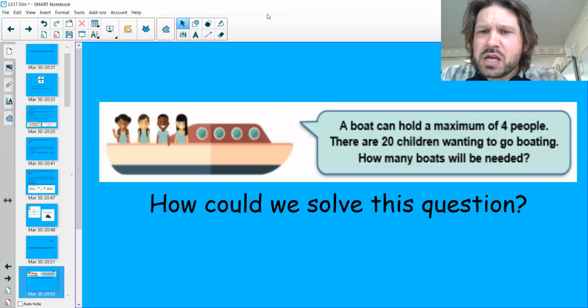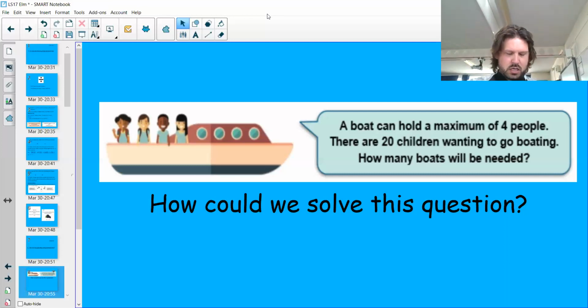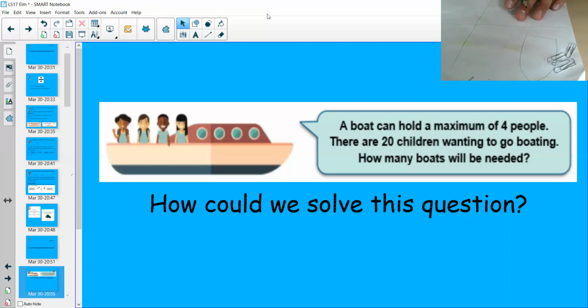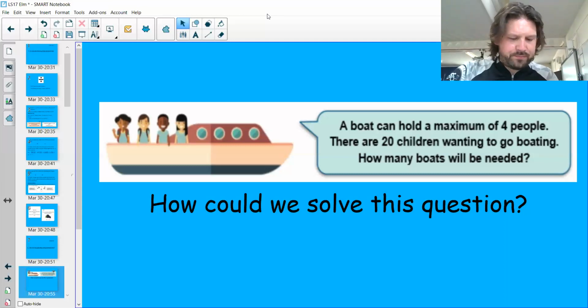A boat holds a maximum of 4 people. So I'm going to take 4 paper clips and put them into a boat. I'm going to use this boat here. You could draw a little boat if you want. A lovely little boat. There we go. I wouldn't go sailing in it though, it doesn't look too seaworthy. I'll put my 4 in there. Now I've still got enough for another boat, so I'm going to draw another boat and put another 4 in.